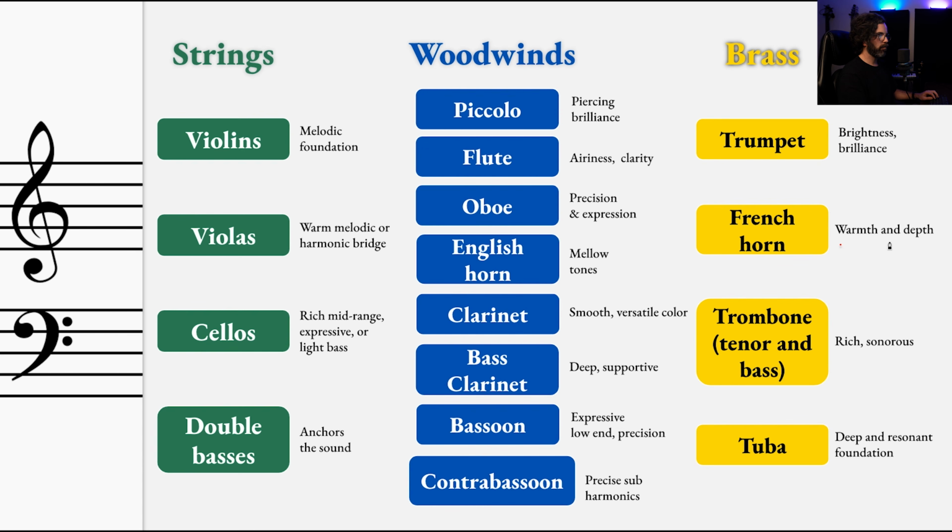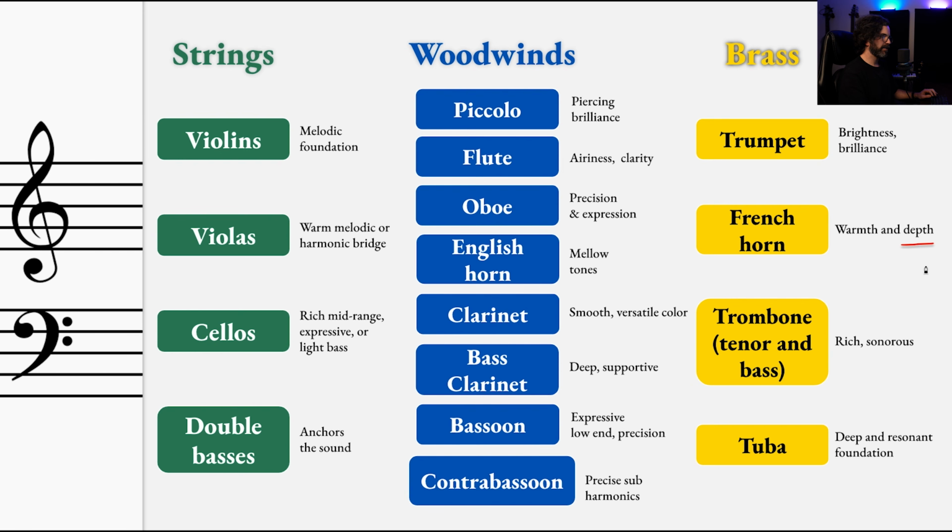Now the French horn, warmth and depth. Warmth is so important with the French horn. Just add a couple of French horns behind your string section. Since they're around the middle C, it just provides this very rich mid-range sound that nobody else can do within the rest of the orchestra.